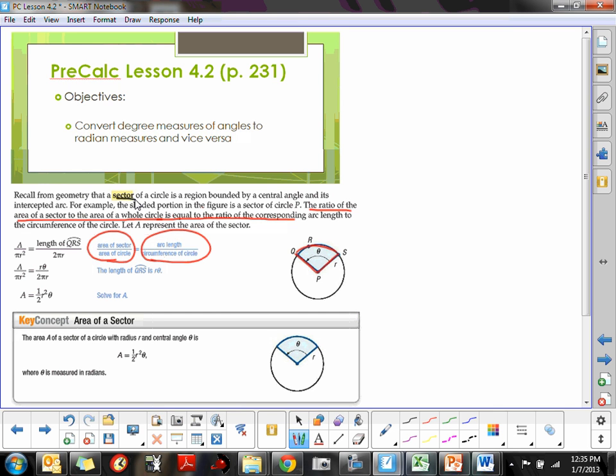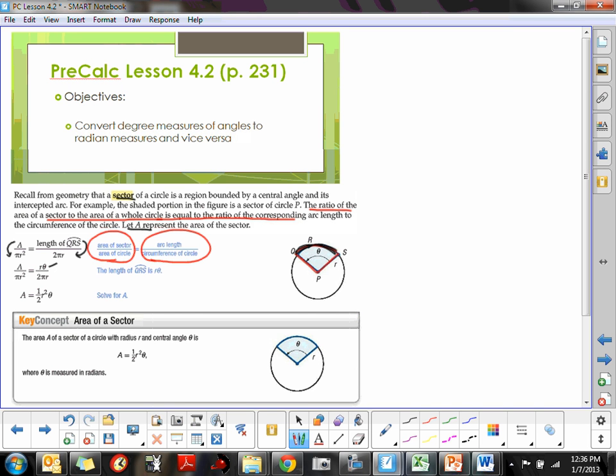The area of a circle can be calculated by pi r squared. So the area of the whole circle is equal to pi r squared, and the circumference of the entire circle is 2 pi r. So we're going to compare the ratio of these two pieces. If A represents the area of the sector, the portion is to the whole as the length of the arc is to the whole. We can find the arc length: arc length S is equal to r times theta. So that's r times theta to the entire circumference.